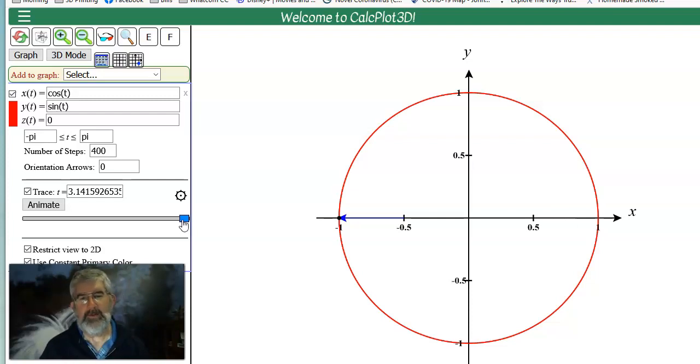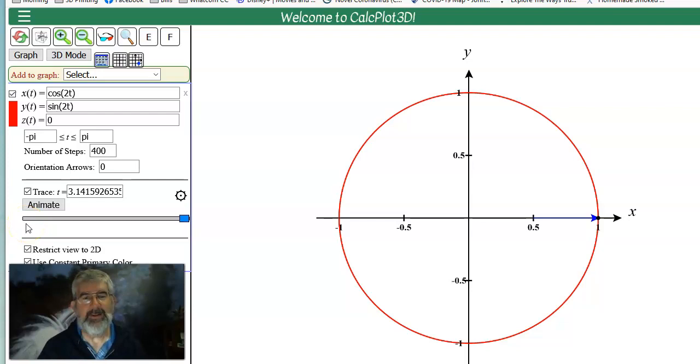Now, I want to just change some things up a little bit. For instance, if I change this to a cosine 2t and a sine 2t, what do I get? Well, it turns out I still get a circle. The same circle, the unit circle. Those twos didn't look like they changed anything, but they do change something. Notice as I animate now, this actually goes around the circle twice, where before it only went around once.